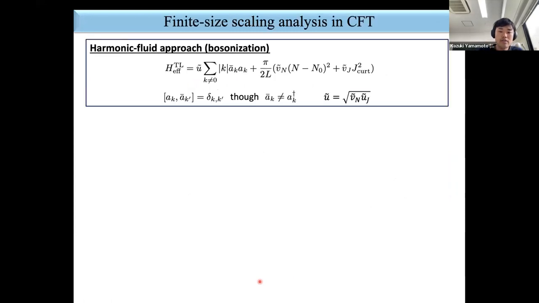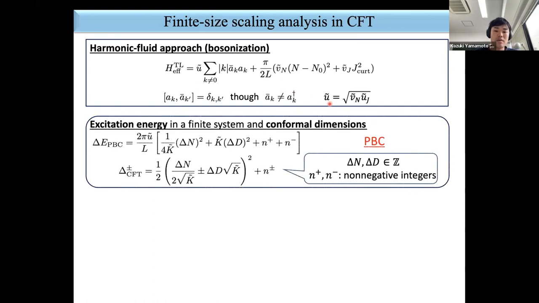Okay, then I go to the finite size scaling analysis in CFT. We first apply the harmonic fluid approach again, and then we can diagonalize the Tomonaga-Luttinger Hamiltonian by using the quasi-particle operators A and A bar. But we note that A bar is different from A dagger. Though A bar is not A dagger, they satisfy the commutation relation, and these types of commutation relation naturally appear in non-Hermitian systems. So by using this formulation, we obtain the excitation energy in a finite system and conformal dimensions.